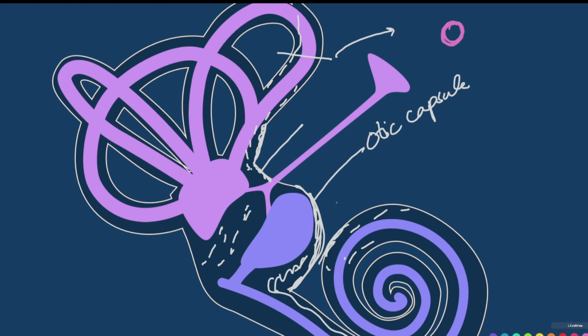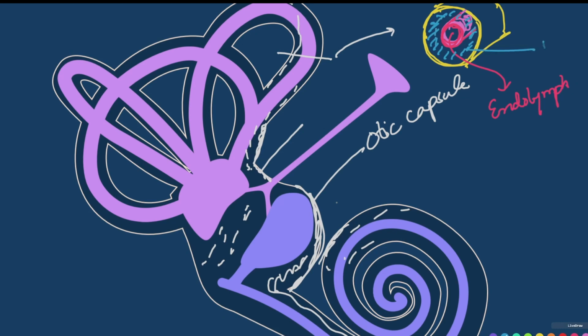Outside it is the cavity, and that cavity is bounded by a bone called the otic capsule. The semicircular canal is filled with endolymph, and the bony labyrinth is filled with another fluid called perilymph. Perilymph is similar to CSF. This is the bony labyrinth.